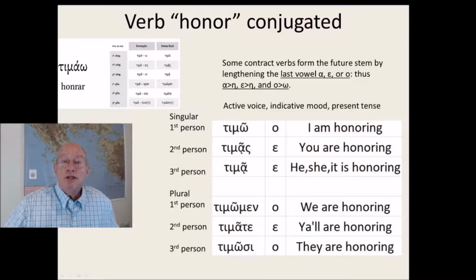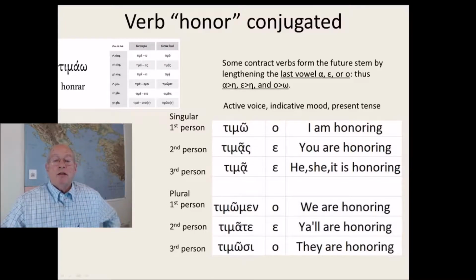So, the exceptions involve what's known as contract verbs, and these are verbs with an ending in the stem of alpha, epsilon, or omicron. And what happens when you create the future of these is that this alpha, epsilon, or omicron are extended or lengthened to an eta or to an omega.